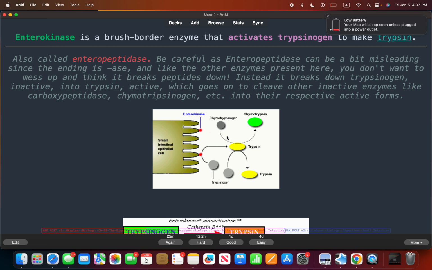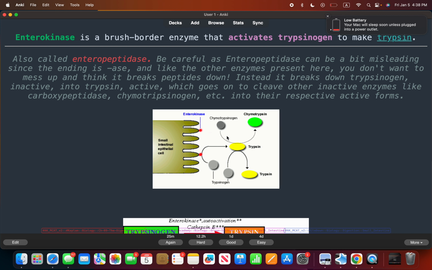Instead, it breaks down inactive trypsinogen into active trypsin, which goes on to cleave other inactive enzymes like procarboxypeptidase, chymotrypsinogen, etc. into their respective active forms. So you might think that enteropeptidase breaks down amino acids, but it only breaks down trypsinogen into trypsin. Trypsinogen is an inactive form, and trypsin is an active form.